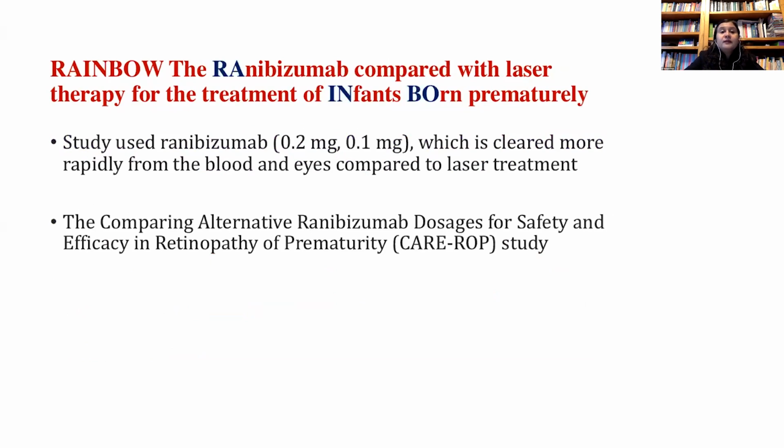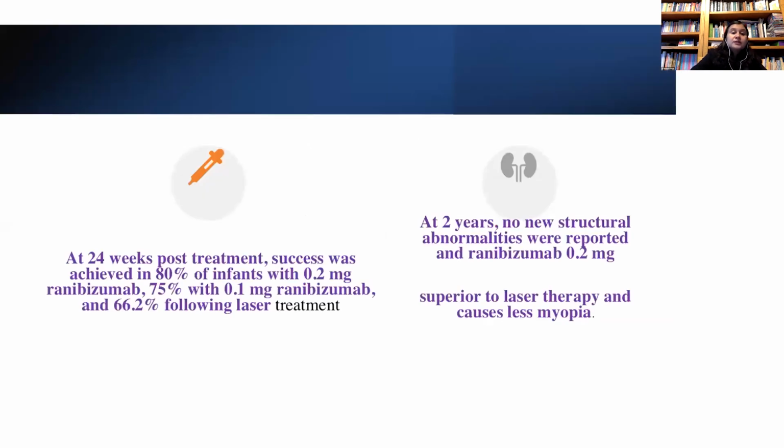The RAINBOW trial, which is ranibizumab compared with laser therapy for the treatment of infants born prematurely, used ranibizumab 0.2 mg and 0.1 mg, which is cleared more rapidly from the blood, and compared it to laser treatment. And even this study compared the alternative ranibizumab dosage for safety and efficacy, which is known as the CARE ROP study. So what did this study find?